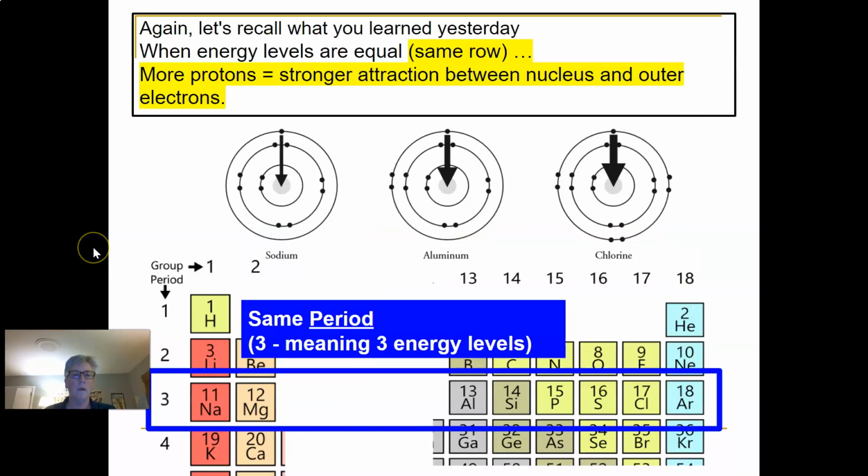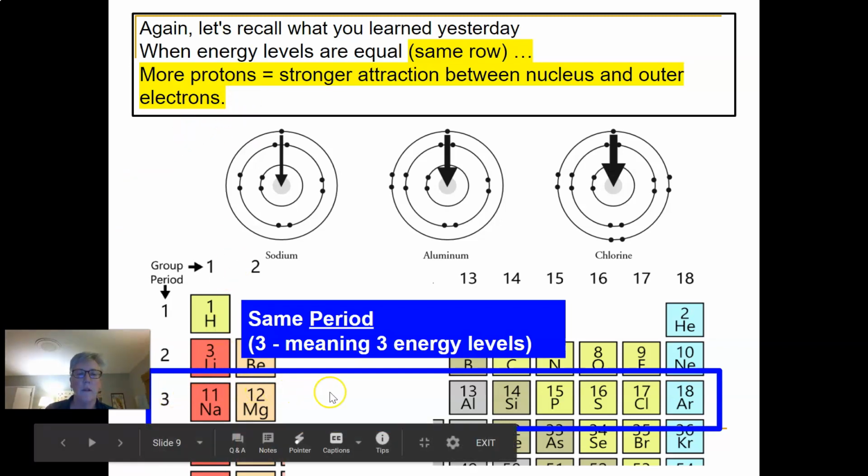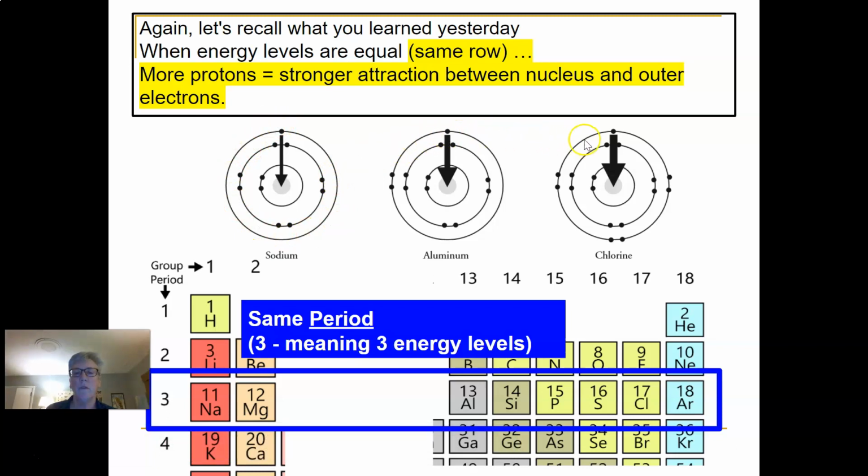All right, awesome. All right, let's talk about rows, okay? So this is again a review from yesterday. One of the key points from yesterday was that when you have elements in the same row, so for example, from sodium to argon here, they all are at the 3rd energy level. I should say their outermost electrons for each of these are in the 3rd energy level. So in this case, distance is not a factor because they're equally distant.